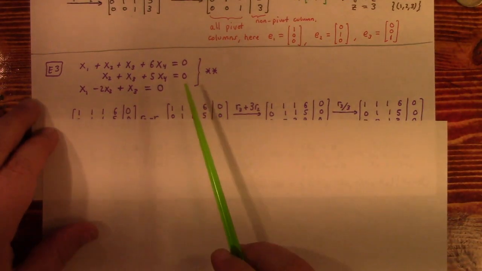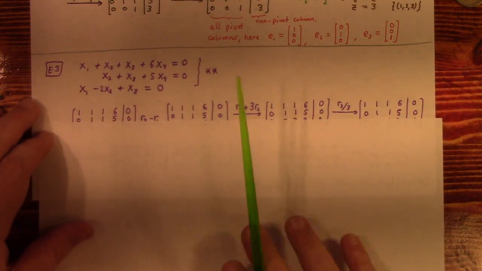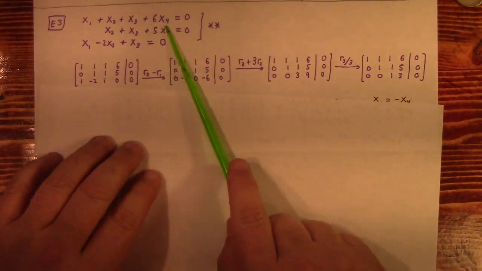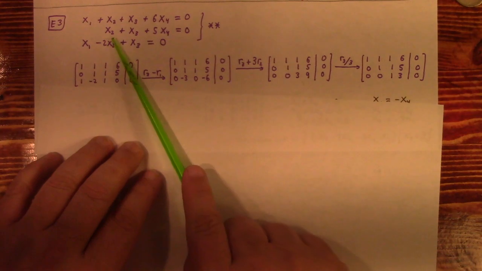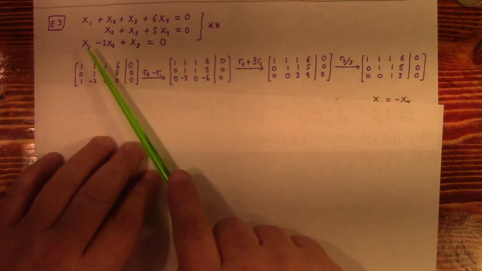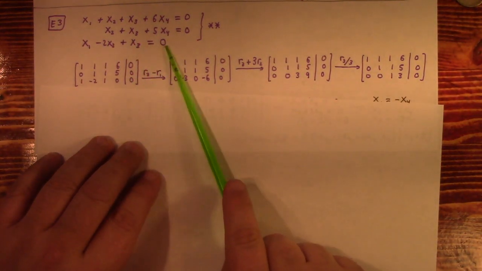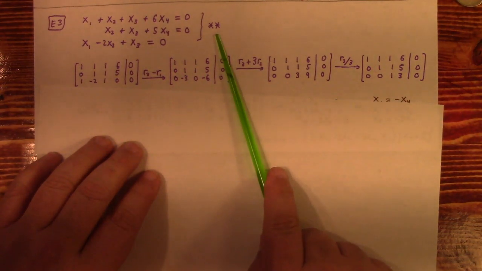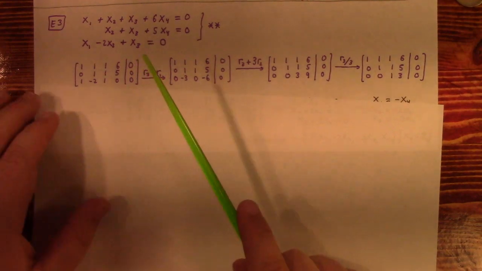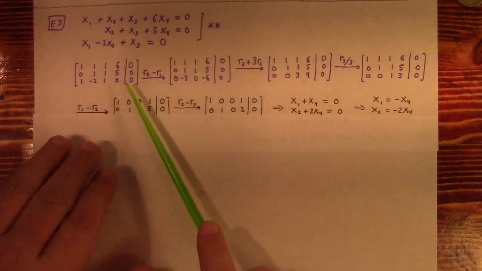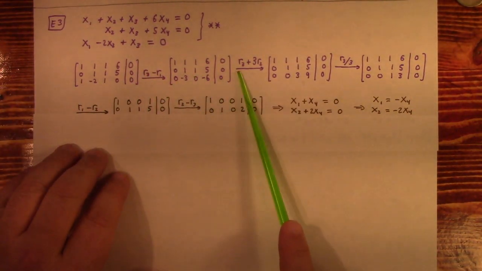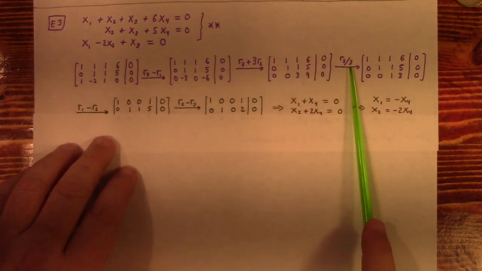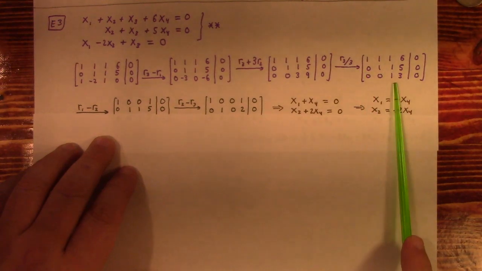Now here's another one. Here I have x1 plus x2 plus x3 plus 6x4 equal to 0, x2 plus x3 plus 5x4 equal to 0, x1 minus 2x2 plus x3 equal to 0. I call this the star-star system. Now the star-star system is homogeneous. And check it out. So I take row 3 minus row 1, I get that. I take row 3 plus 3 row 2, I get that. I take row 3, divide by 3, I get that.